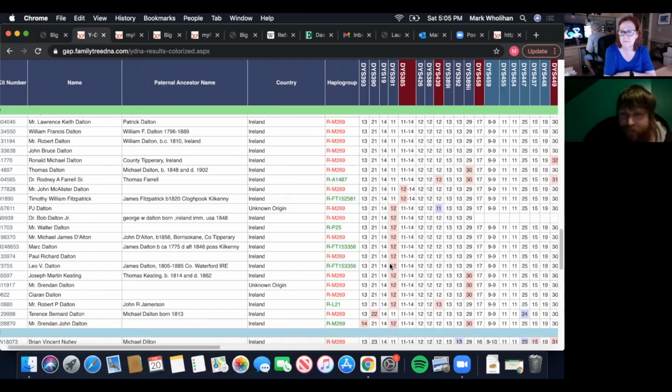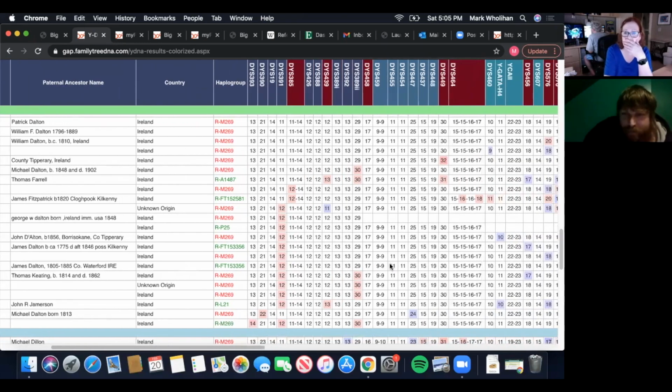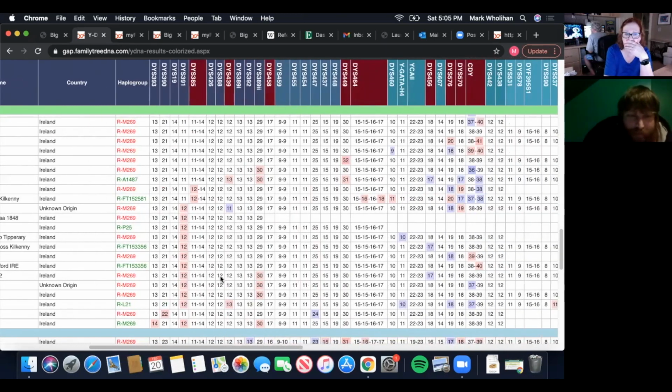R-FT153356, and you share this pattern with this group. Can you see my cursor here? Yeah, I can. You share this pattern with this whole group here of 12 in this DYS391 STR.